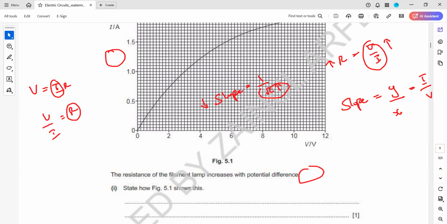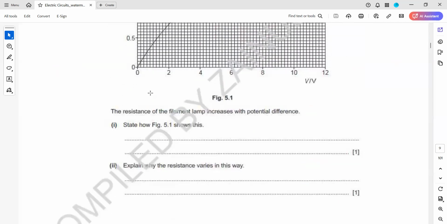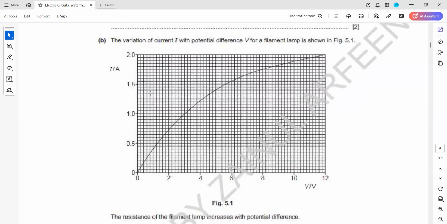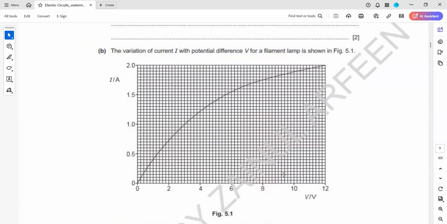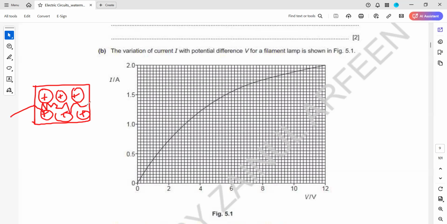The next is: explain why the resistance varies in this way. What is the reason why, for a filament lamp or a bulb, resistance is increasing as we increase the potential? It's a one mark question, so we don't have to explain the internal factor causing this change. But what actually happens when we increase the potential is that the current increases. As a result, there are more collisions between the moving electrons and the lattice.